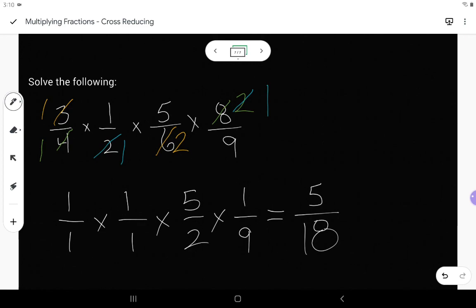If you didn't remove all your common factors, you can still get the right answer, but it's much harder to put into lowest terms. I'm going to be dealing with much bigger numbers that I then have to find common factors for, and it's harder to find common factors when the numbers are bigger. If you can, pull out as many factors before you multiply, and that's cross-reducing.